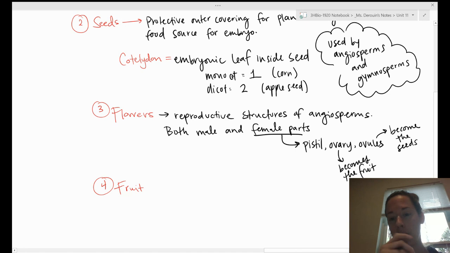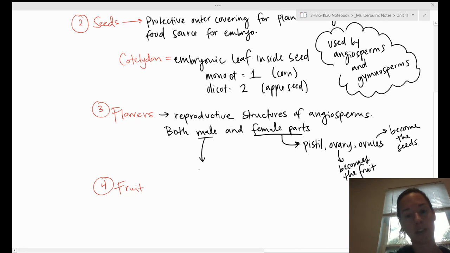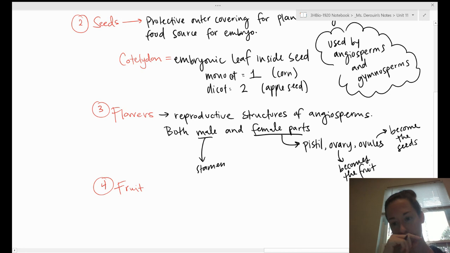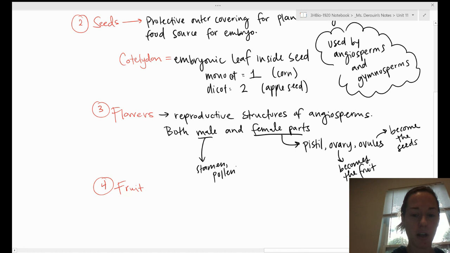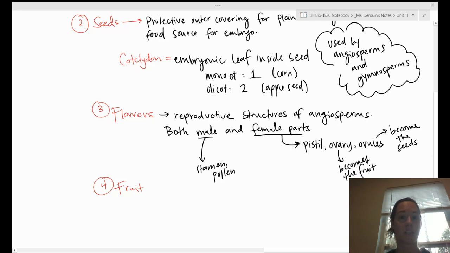The male part of the flower is called the stamen. It produces pollen, which is the sperm of the plant. So that's why it's important for bees and other insects to pollinate the plants, because that's how flowering plants are able to do sexual reproduction, by exchanging pollen from plant to plant.